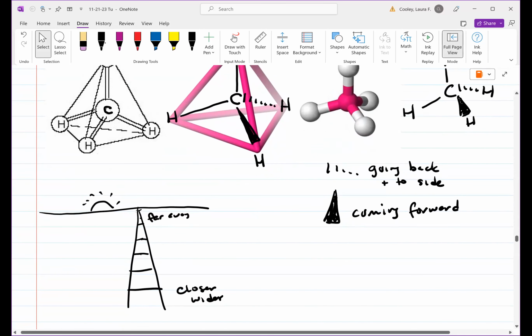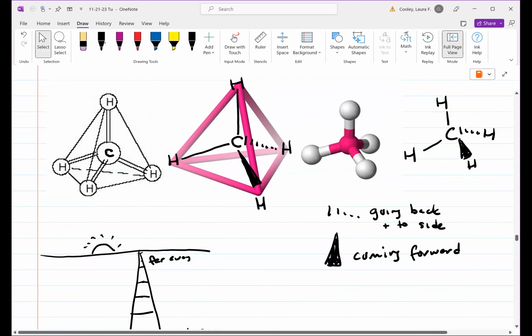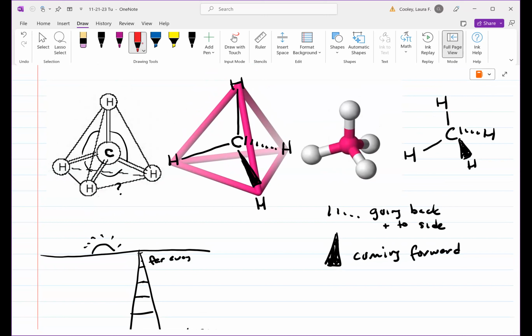But now what are these angles? Okay, we have these angles here. What are they? It's the same angle, all of these, 1, 2, 3, 4, it's all the same angle. And this angle is called the tetrahedral angle. And it is 109.5 degrees. So each one of these is 109.5 degrees, a tetrahedral angle.